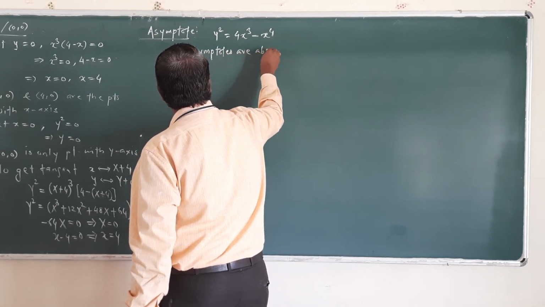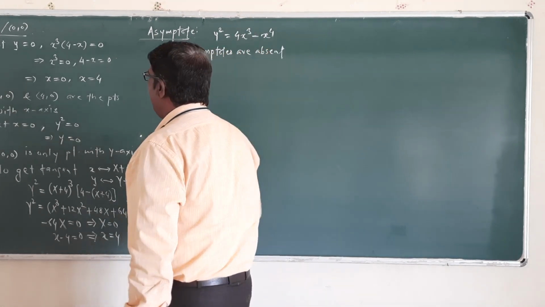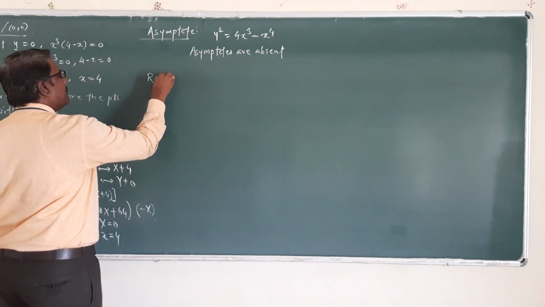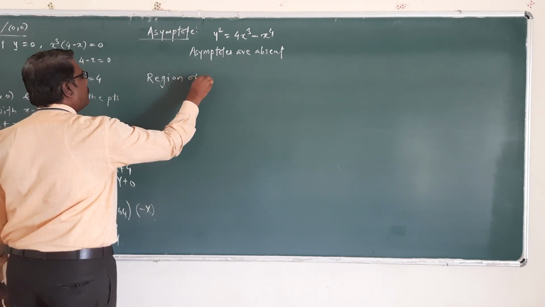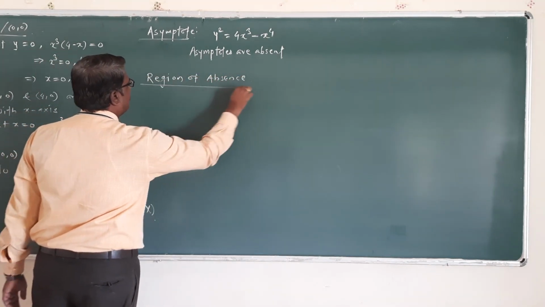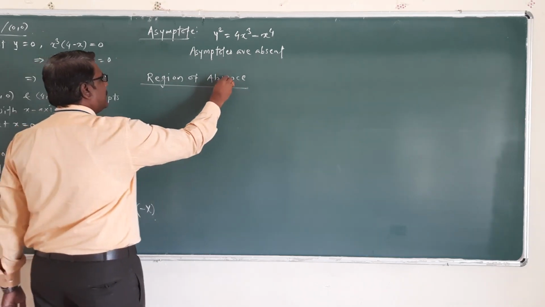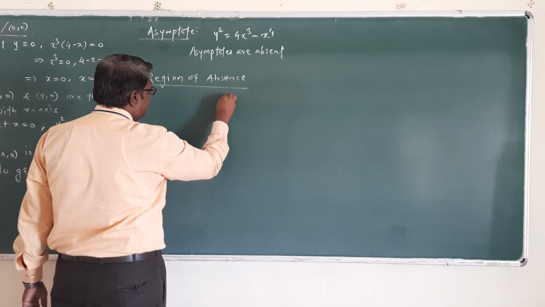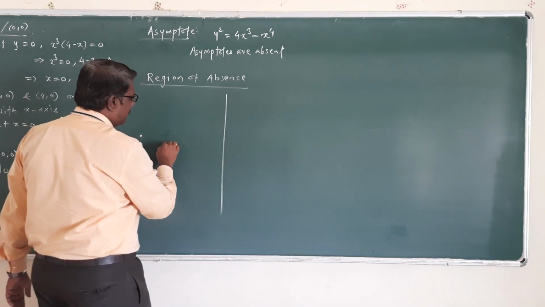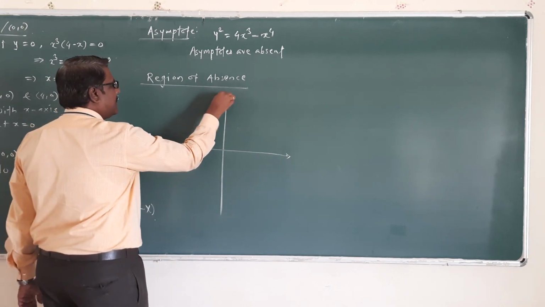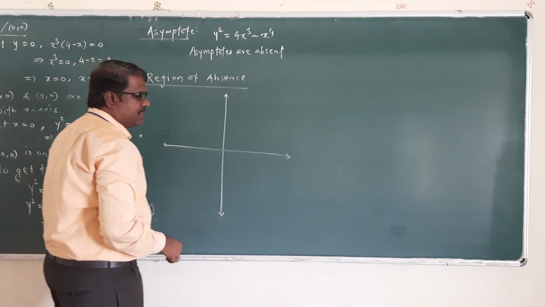Asymptotes are absent. Now the next point to trace the curve is region of absence. Okay. Now in region of absence, what do we do? We will draw the x-axis and y-axis. What are the steps involved in region of absence?